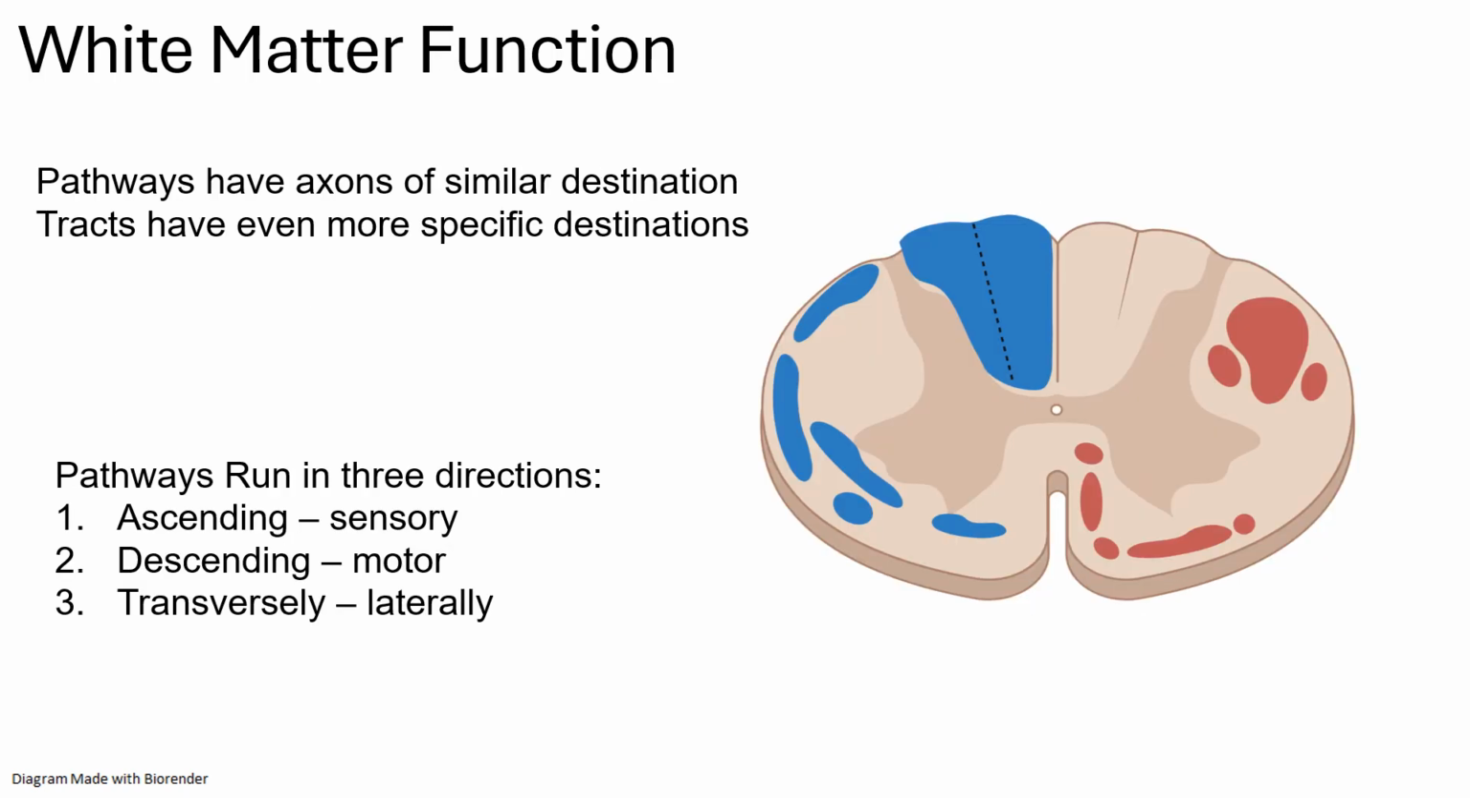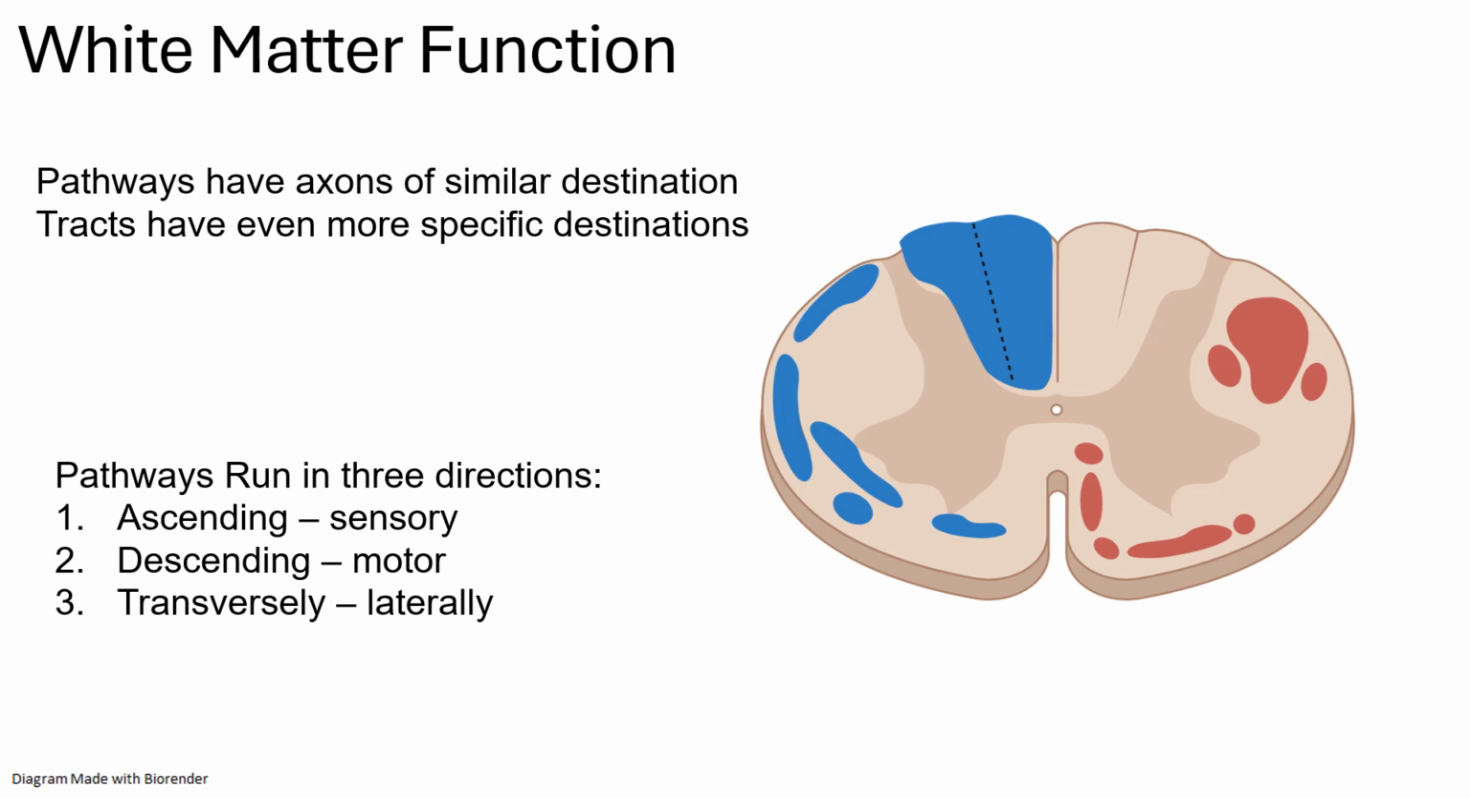Within these larger columns are smaller groupings of axons that have similar destinations. Like a group of axons might be headed for the pancreas or coming from the pancreas. We call these groups with similar destinations pathways. Even more specifically, within one pathway, there can be many individual tracts, which are just axons with more specific destinations. So a tract might be headed for the head of the pancreas, whereas another tract might be headed for the tail of the pancreas. But those are both part of a pathway that's going to the pancreas.